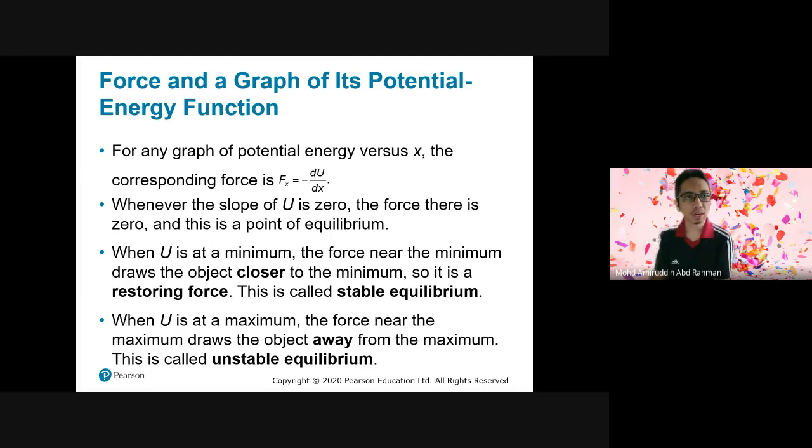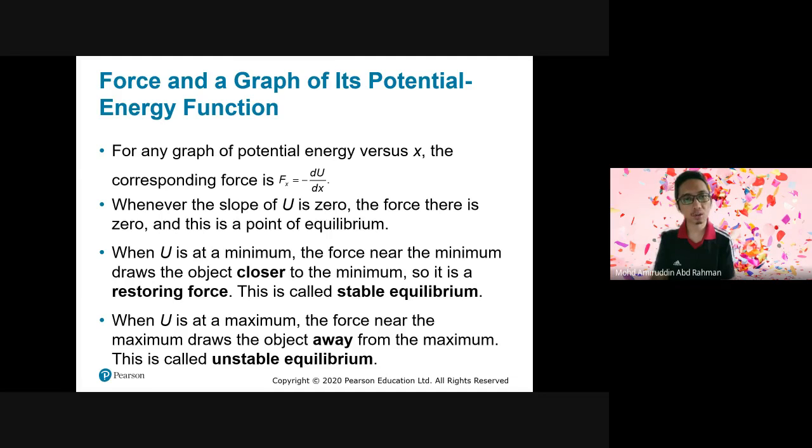For any graph of potential energy versus x, the corresponding force is Fx equals minus dU over dx. Whenever the slope of U is zero, the force there is zero, and this is a point of equilibrium. When U is at a minimum, the force near the minimum draws the object closer to the minimum. So it is a restoring force. This is called a stable equilibrium.